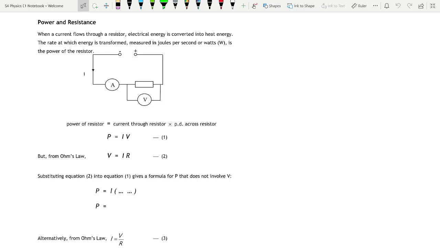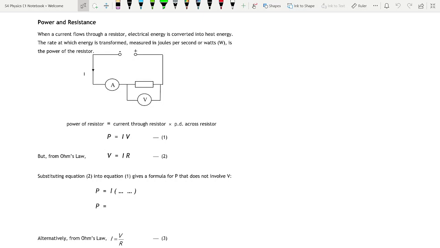Okay, so power and resistance. We already know two equations which have power in them. We've got power equals energy over time, and power equals current times voltage. Now we're going to get some more equations with power in them, just to keep things complicated.